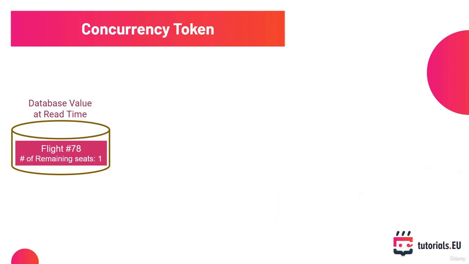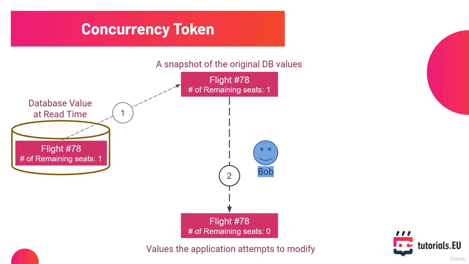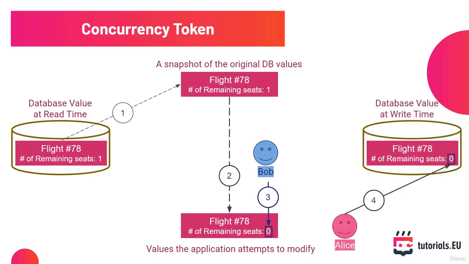Let's consider our Alice and Bob analogy again. Imagine that Bob wants to book a flight. Entity Framework loads the flight Bob requests to book and keeps a snapshot of the original database values internally. Entity Framework also returns an instance of the flight entity to the application. Then the application reduces the number of seats while booking the flight for Bob. But before the application calls the saveChanges method for Bob's request, Alice has booked the only remaining seat on the flight and successfully saved the changes to the database.